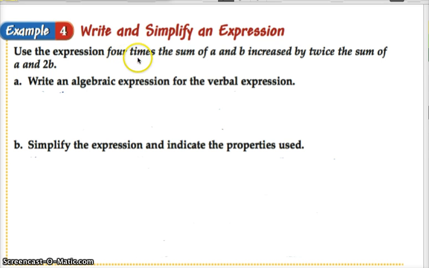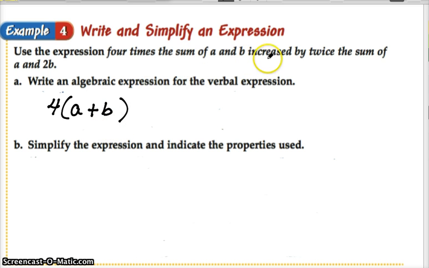So we're multiplying 4 times a sum of something. So we can start off with 4 times a sum. That's going to be some stuff, right? So 4 times whatever is in here has to be the sum of A and B. So 4 times the sum of A and B, like that. Sum means add.